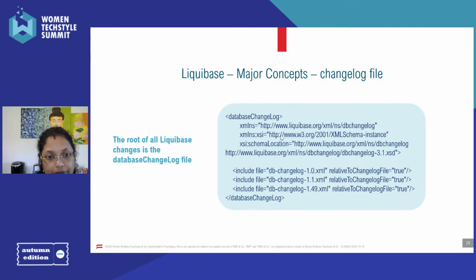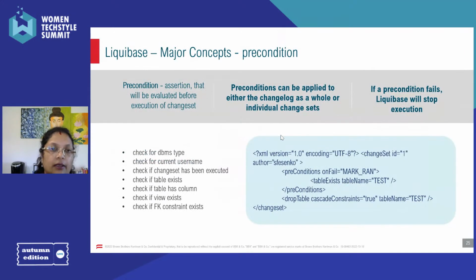Okay, now there is a concept of preconditions in Liquibase, which is basically just an assertion that will be evaluated before execution of the change set. It can be applied to either a change log as a whole or an individual change set. If the precondition fails, obviously Liquibase will stop the execution. Some of the preconditions are: check your database DBMS type, check your current username, check if a change set has been executed, check if a table exists, if a table has a column, if a view exists, and check if there are any foreign key constraints.